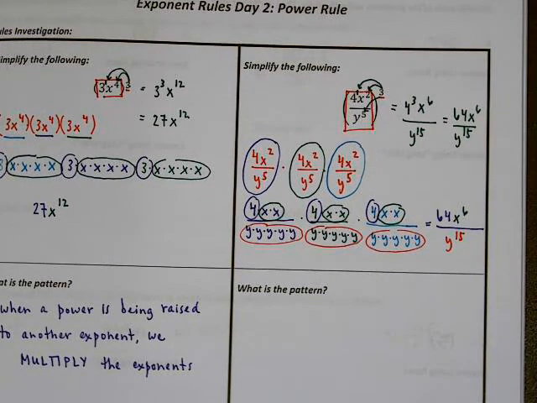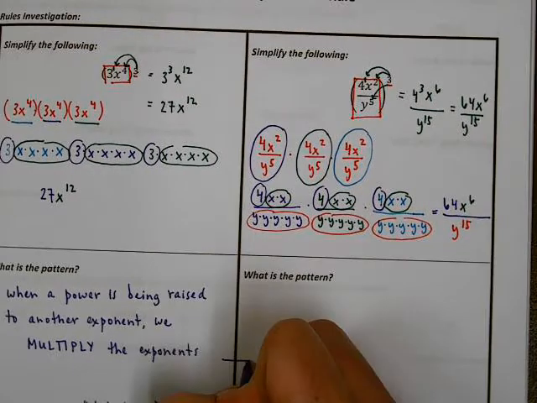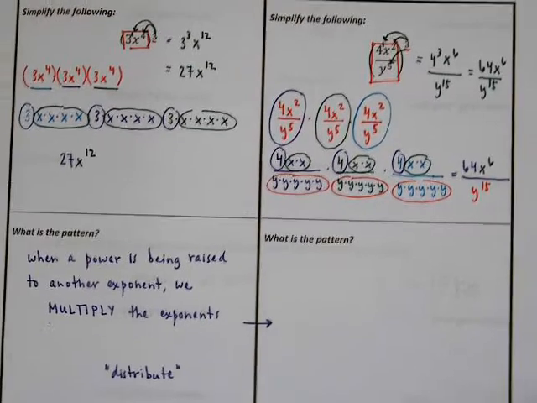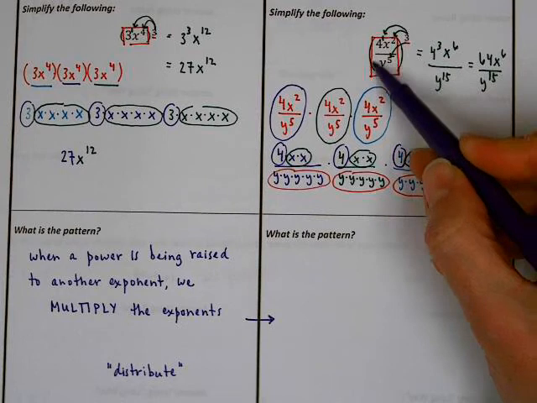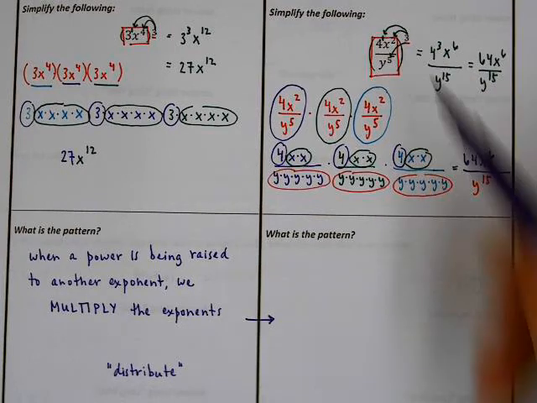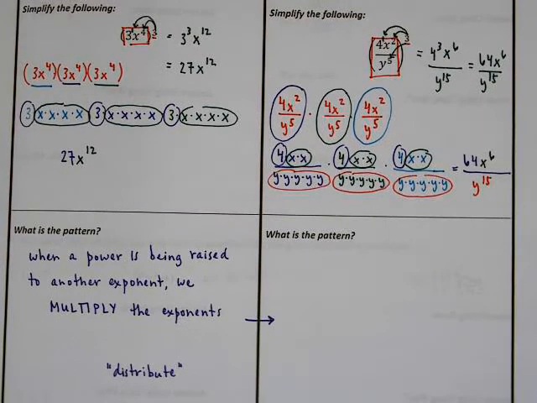So as far as our pattern, we're going to have the same pattern. The only thing we need to remember now is down in the denominator where I have this power, I need to multiply those exponents in the denominator as well.